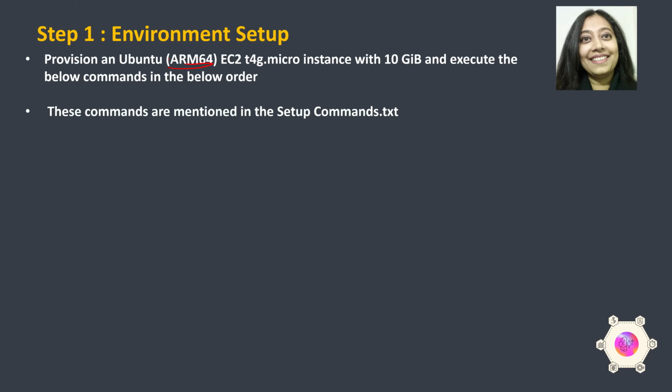So what we are going to do is provision an Ubuntu EC2 instance that is going to be T4G Micro. Yes, this is a smaller instance with lesser processing power and lesser memory and with 10 gigabytes of disk space. Now, this is a Graviton instance, and these instances can be very expensive. So hence you see that I have provisioned a much smaller instance. Yes, it will be slow, but we have to keep the cost under control. So go ahead and provision this instance and then execute all the commands in setupcommands.txt.